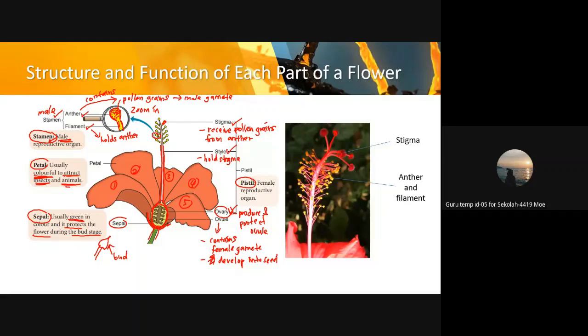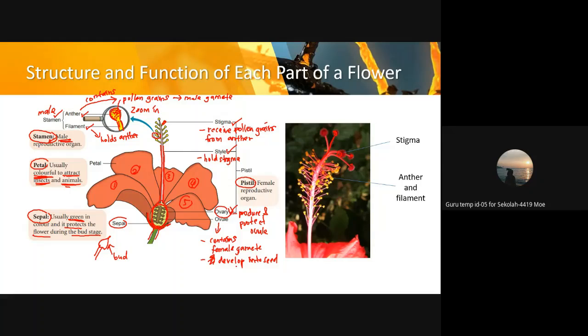Teacher, plant have both pistil and stamen? Okay, Akmal asked in the chat section. Okay, very good question. Okay, later we will see, sama ada bunga ni ada kedua-duanya ataupun ada salah satu saja. Okay, good question. Later we will see. Okay, remember, inside ovary we have ovule. So ovule contains female gamete and it will develop into seed.